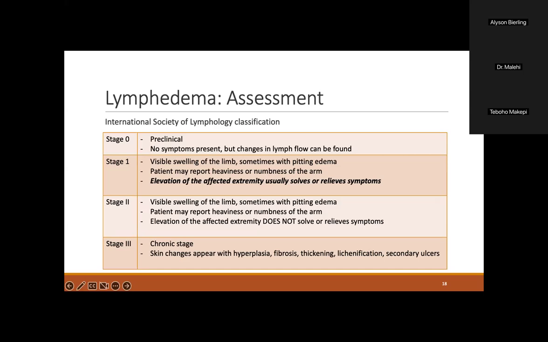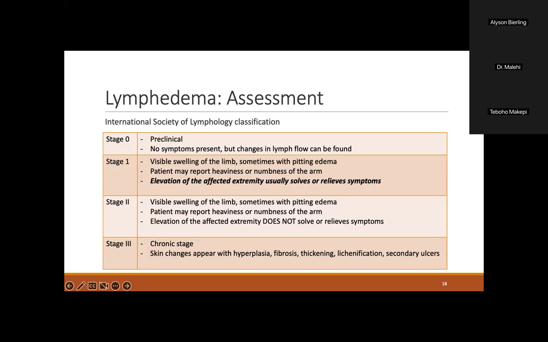And this is important because we really want to catch patients when the lymphedema is at this stage, because if we are not intervening appropriately at this stage, then patients can progress to further stages, and ultimately could end up having a chronic or lifelong lymphedema.